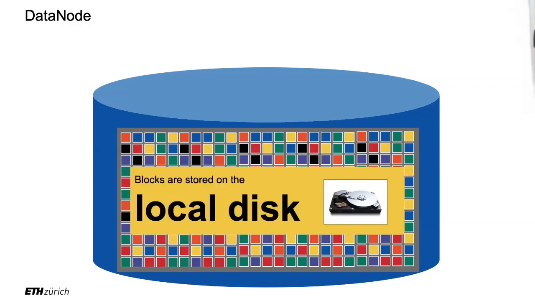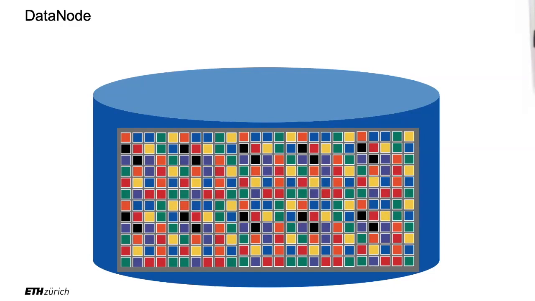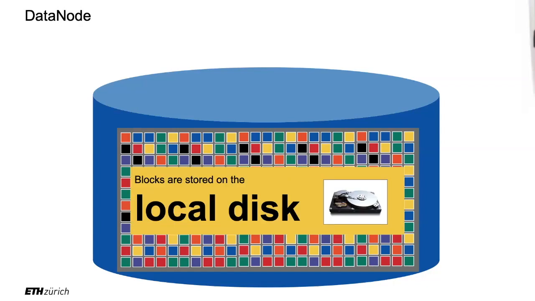And in the end, this is stored on the local disk of the data node, right? Because remember, a data node is a computer. A computer has memory, a CPU, a hard drive, and so on, right? So in the end, all of these blocks are stored on the local disk, right? And if you actually connect to the machine, you can do that.